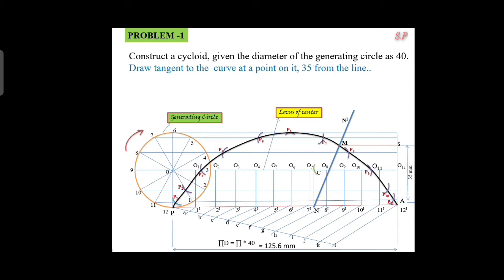Next, we will draw the tangent line. The tangent line should be perpendicular to the normal line, you know that. So from the point M, you draw a perpendicular line. That line should be perpendicular to N dash. This line is called the tangent line T dash.